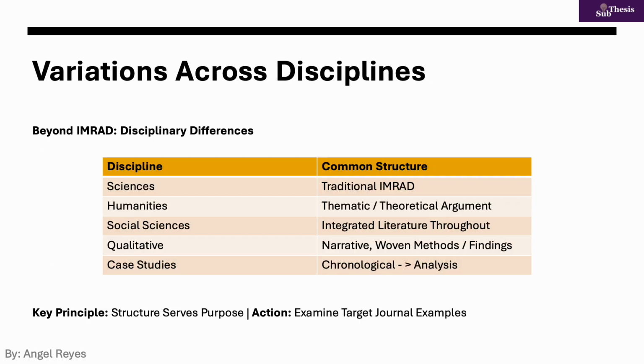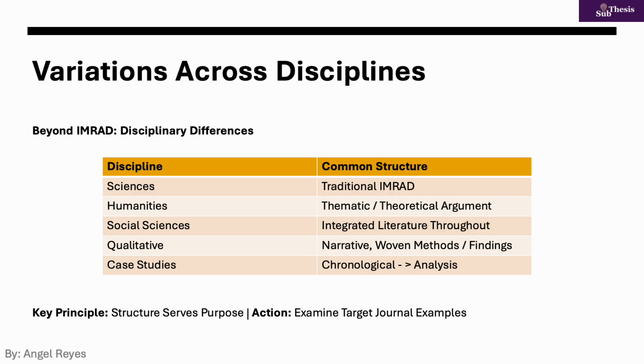While IMRAD dominates the sciences, different fields have their own conventions. Humanities papers might follow a thematic structure, building arguments through theoretical exploration. Social sciences might integrate literature throughout, rather than segregating it. Qualitative research often uses a more narrative structure, weaving methods and findings together. Case studies might chronologically present events before analysis.